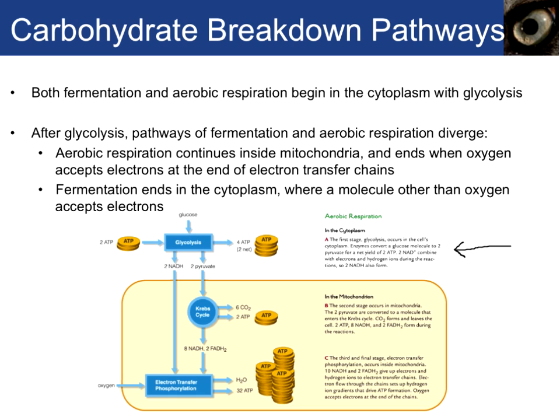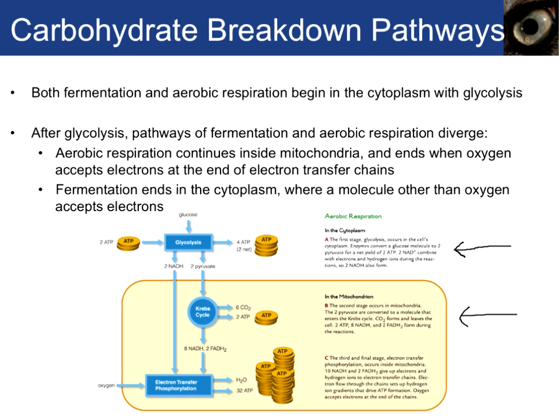So B, this is the next stage during aerobic respiration. This is the second stage, and it occurs in the mitochondria, whereas glycolysis occurs in the cytoplasm. In this stage, the 2 pyruvate are converted to a molecule that enters the Krebs cycle. Carbon dioxide then forms and leaves the cell, and 2 ATP, 8 NADH, and 2 FADH2, which is also a high-energy molecule, form during the reaction.